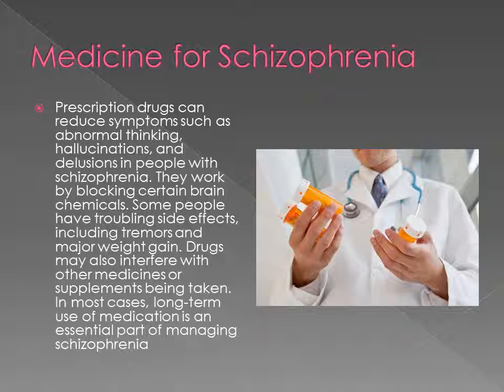Medicine for schizophrenia. Prescription drugs can reduce symptoms such as abnormal thinking, hallucinations, and delusions in people with schizophrenia. They work by blocking certain brain chemicals. Some people have troubling side effects, including tremors and major weight gain. Drugs may also interfere with other medicines or supplements being taken. In most cases, long-term use of medication is an essential part of managing schizophrenia.